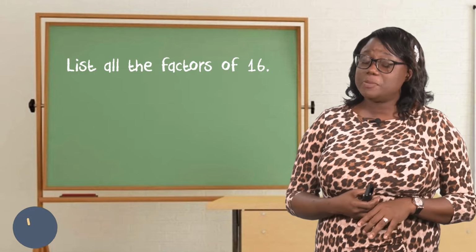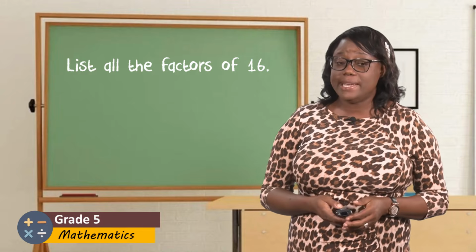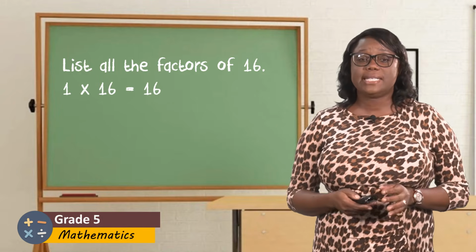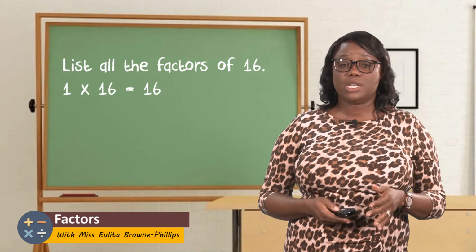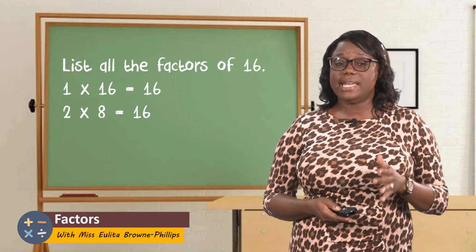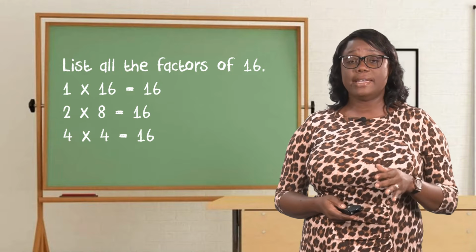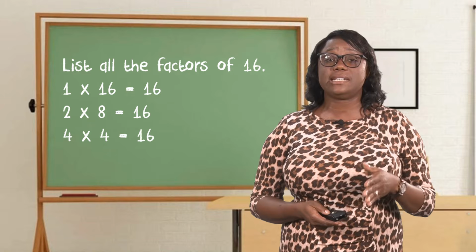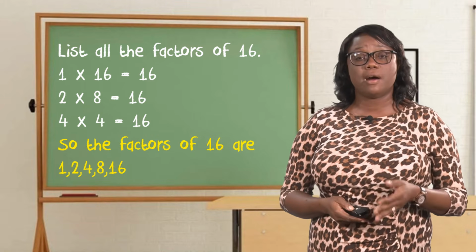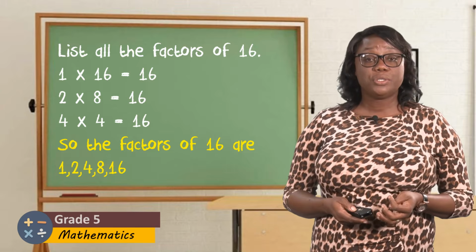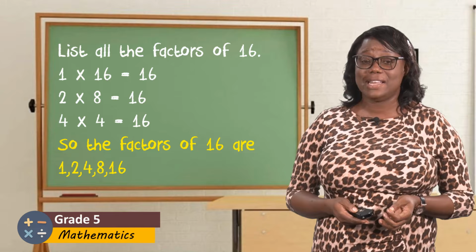You should be finished by now, boys and girls. So we started with the simplest. 1 times 16 will give us 16. 2 times 8 will give us 16. 4 times 4 will give us 16. So the factors of 16 are 1, 2, 4, 8, and 16.